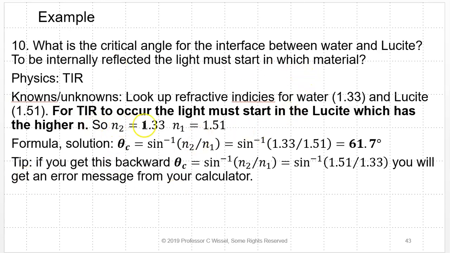So in this case, N1 will be 1.51. That's the one you start in, and N2 is 1.33. The solution is theta C is the inverse sine of N2 over N1, so it's the inverse sine of 1.33 divided by 1.51. If you accidentally reverse these things, you're going to wind up with something undefined on your calculator. So if you get this backwards, you'll get an error message.